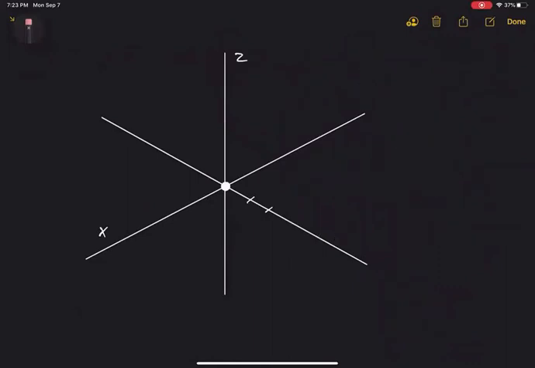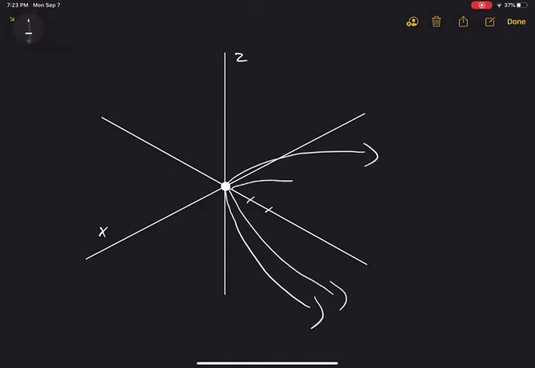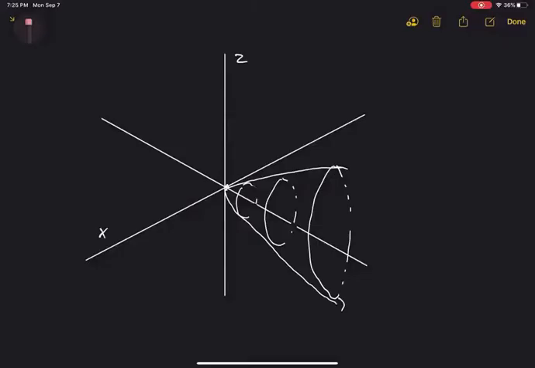Well, it turns out that's going to be kind of like a shell type shape. I've tried to draw it here. Basically, it's a shell, or you could think of it as a cone that's opening outward as it moves along the y-axis.